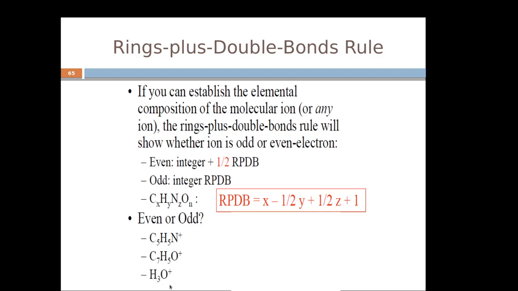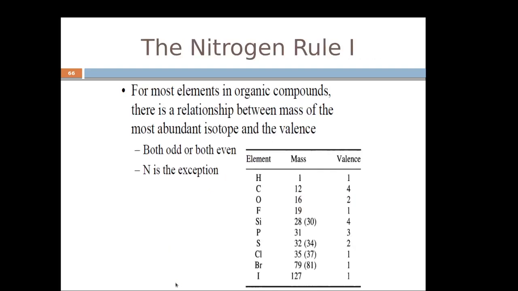In the case of H3O plus, x is 0, z is 0, but y is 3. 3/2 is 1.5, minus 1.5 plus 1 is 0.5. So it's an even electron species. There are some other rules as well which are quite helpful in deciding the fragmentation pattern, or predicting what kind of fragments would form.